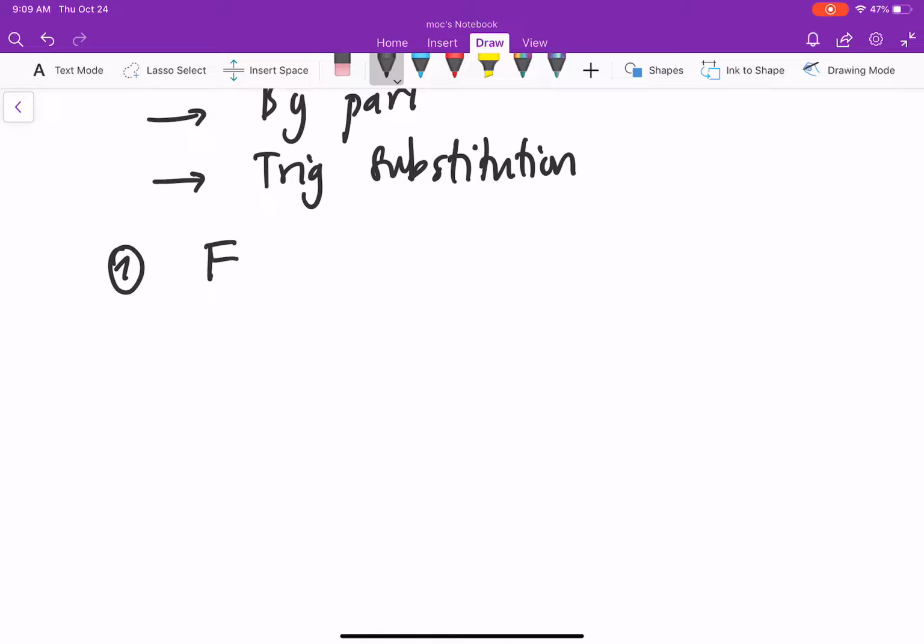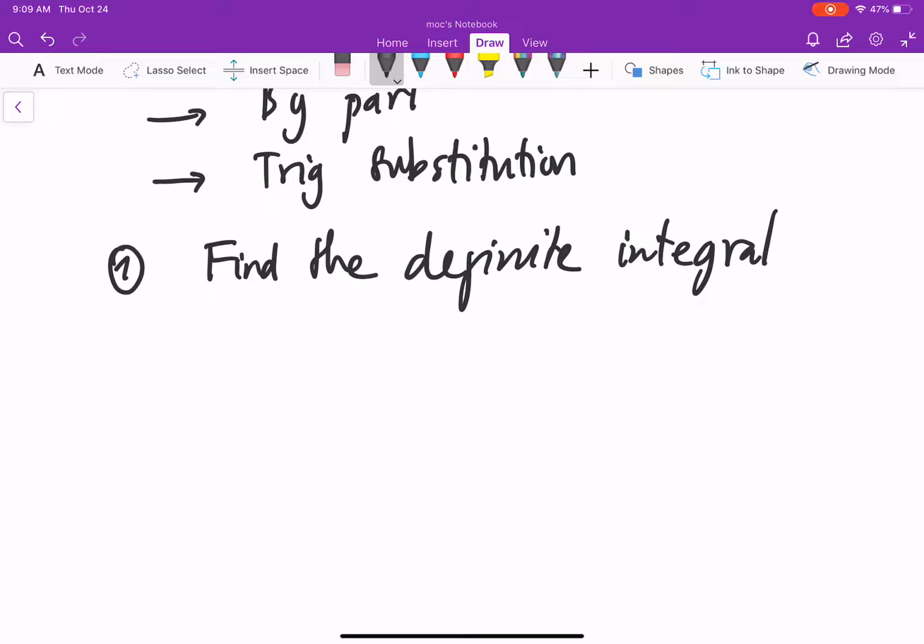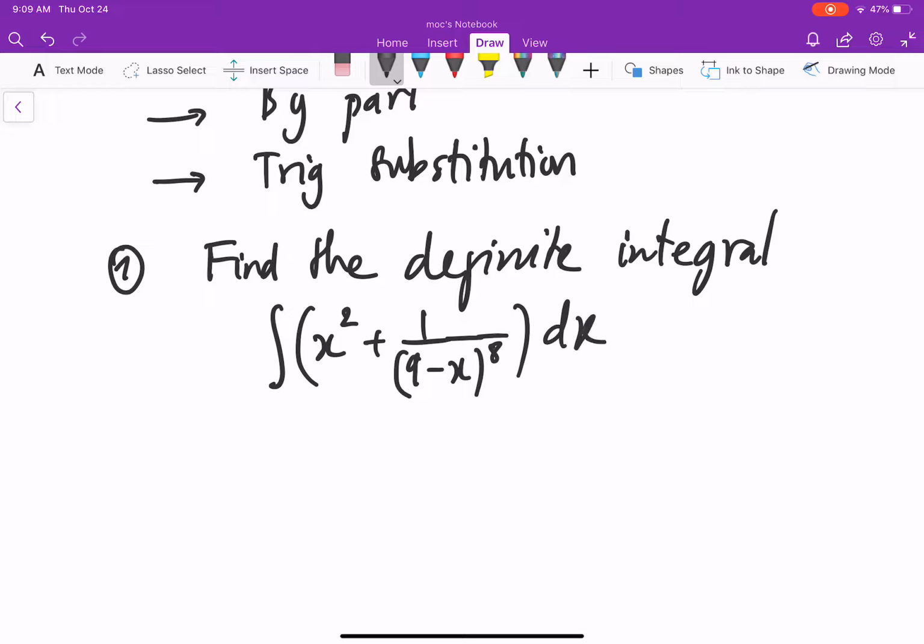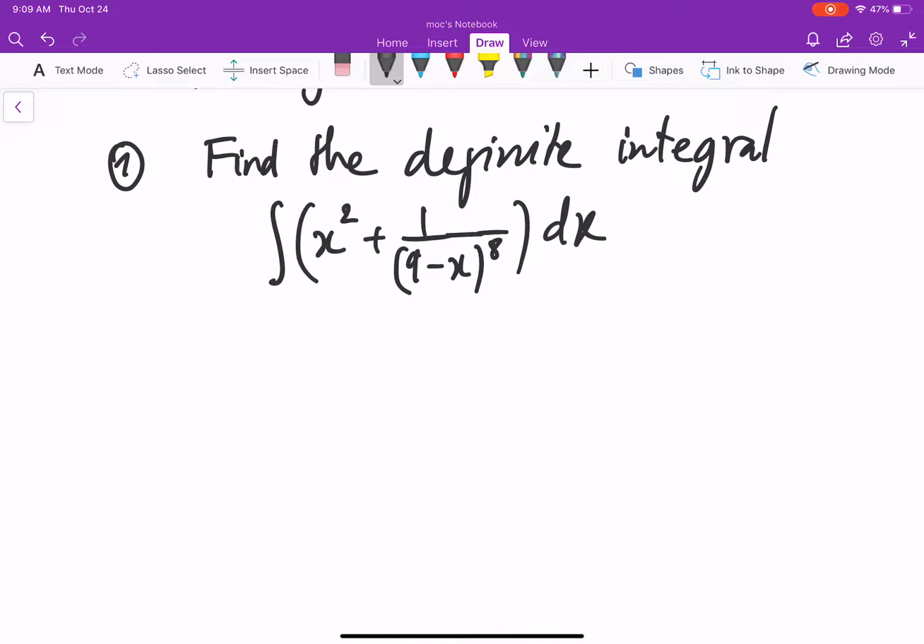Let's find the definite integral of x squared plus 1 over (9 minus x) to the 8 dx. Okay, so you can see in this integral you have x squared and 9 minus x to the 8 in the denominator, but that's okay. We can convert this into power form.